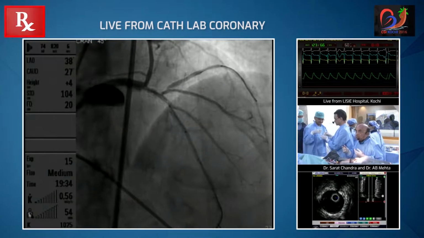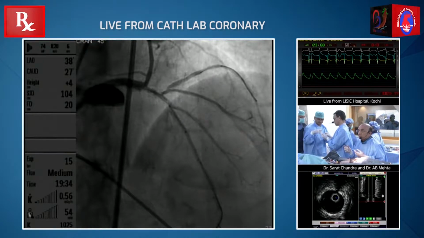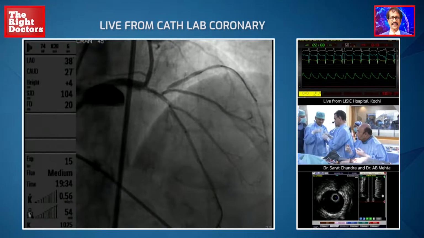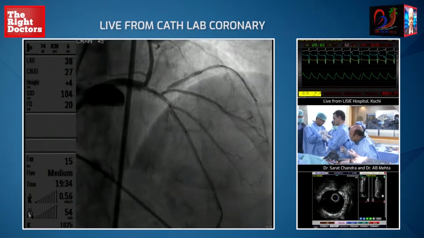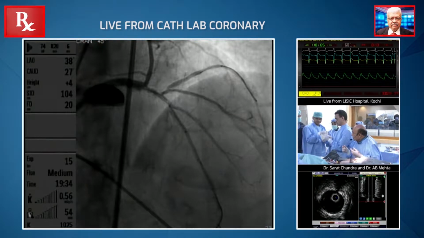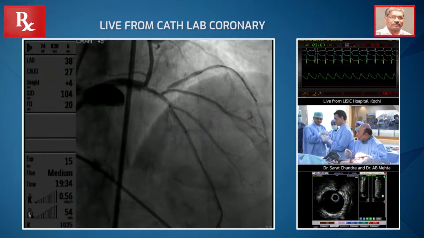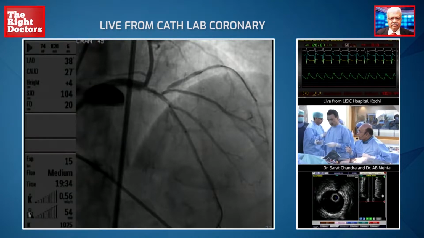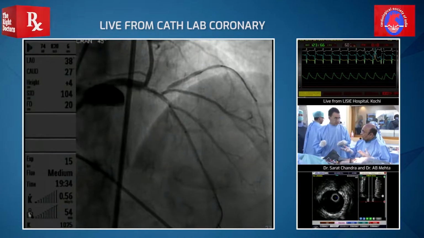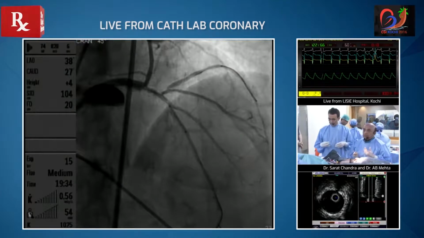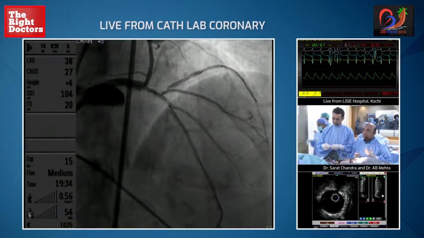Okay, so this is where we are now, and just for education, we're repeating the IFR now, and we would expect, if the physiology is correct, that this would not need any further treatment. And the IFR threshold should be above 0.9.